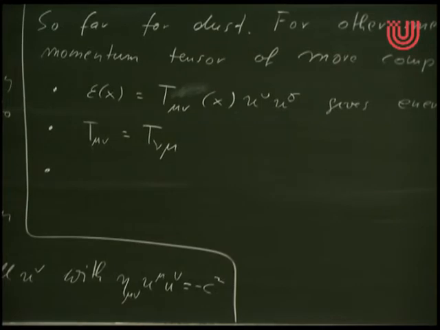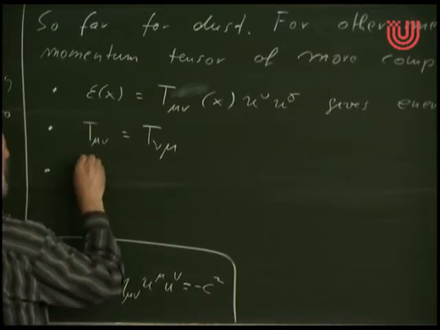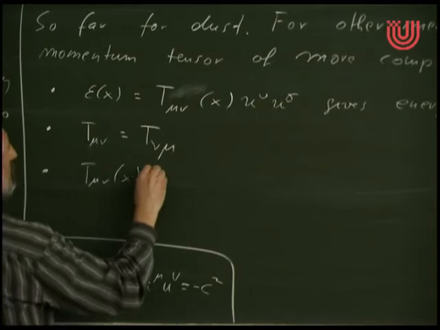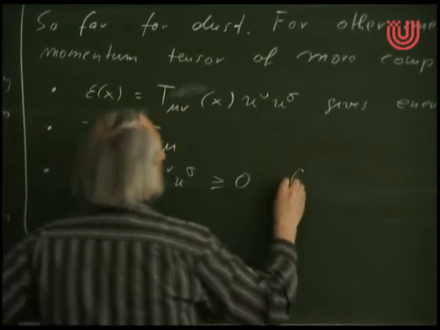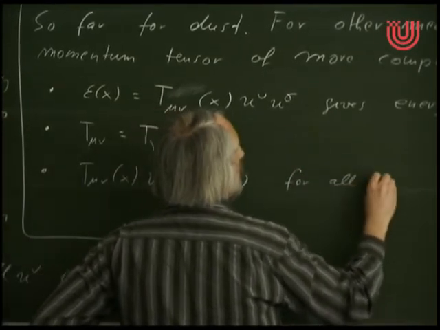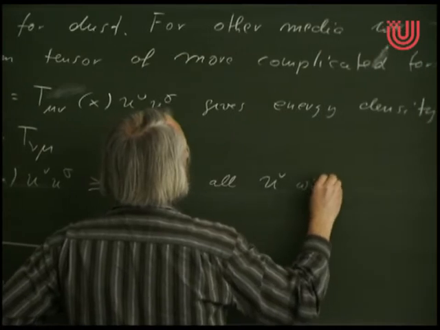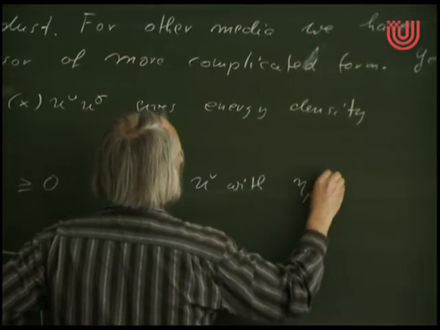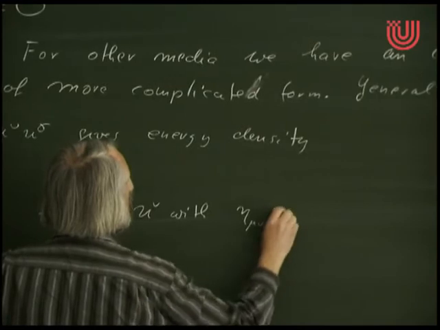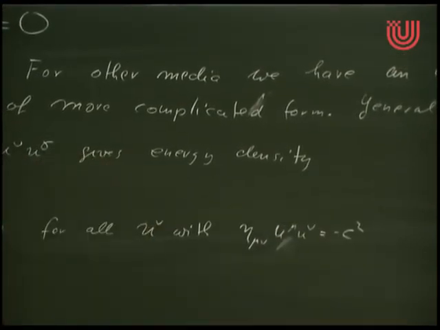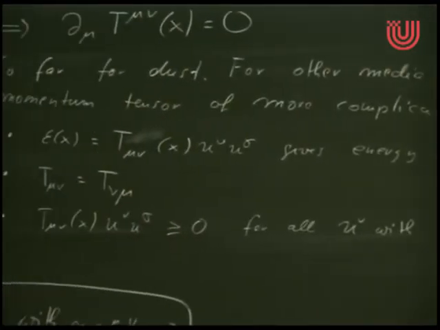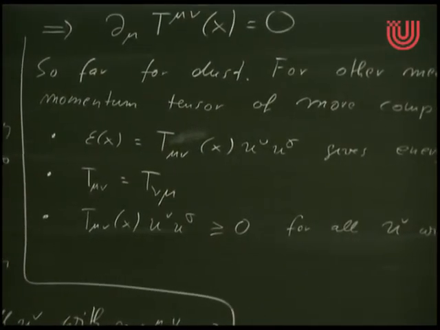One usually imposes on reasonable energy momentum tensors. So for instance, one poses that T^{μν}(x) u_μ u_ν should be non-negative for all u^ν with η_{μν} u^μ u^ν = -c². This means that the energy density should be non-negative. We discussed this already on Wednesday in the tutorial.